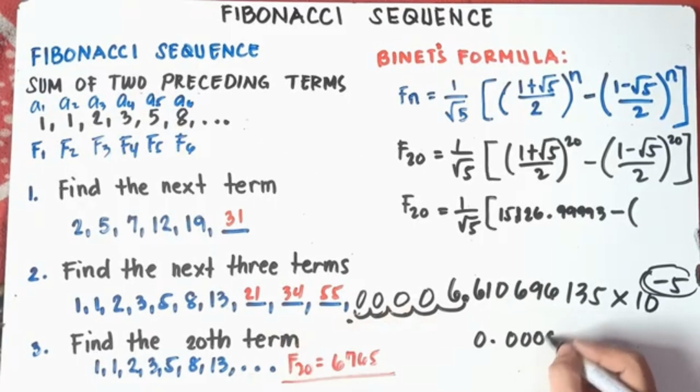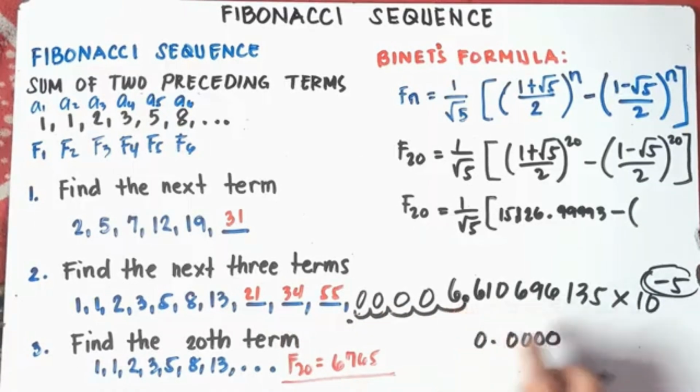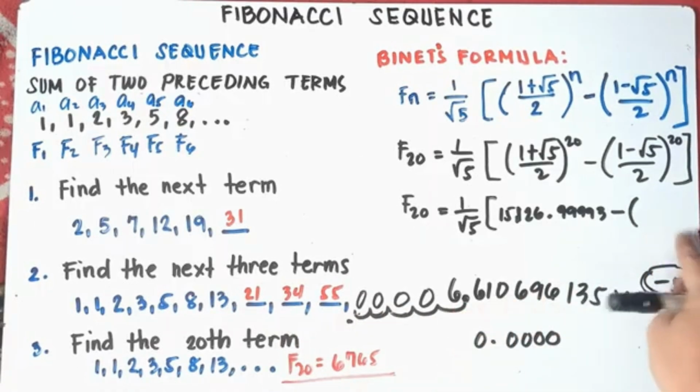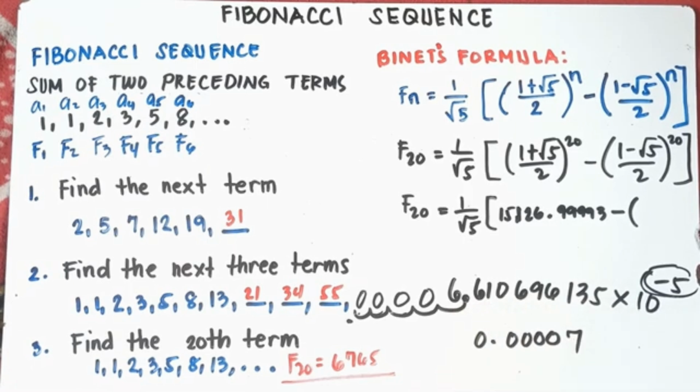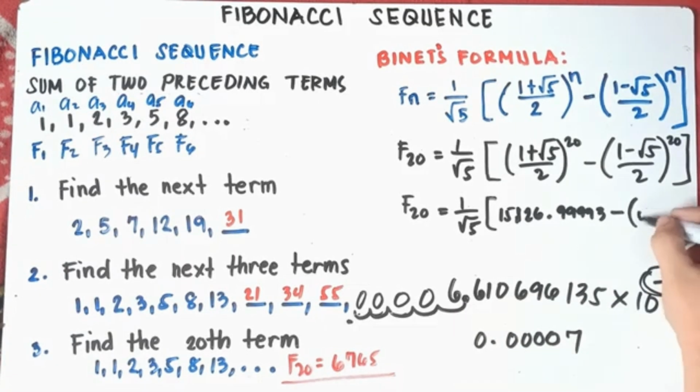0.000006 1 0 ... we need to have 5 decimal places. Alright, so since after 6 is 6, therefore we can round it up into 7. 0.00007. 0.00007. Then close parenthesis, then bracket.